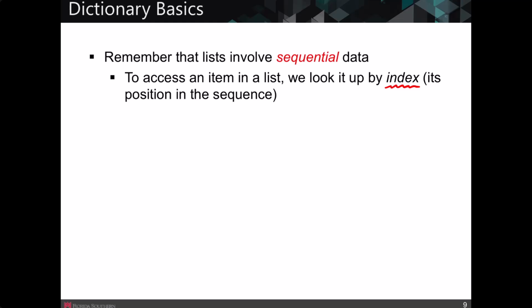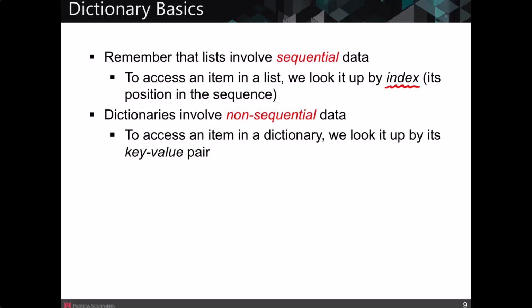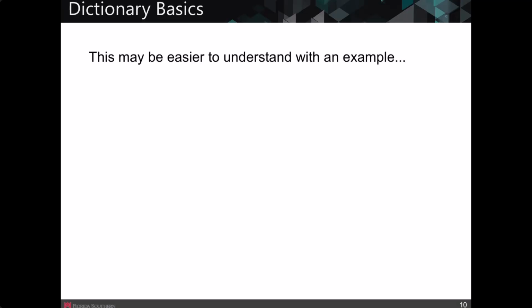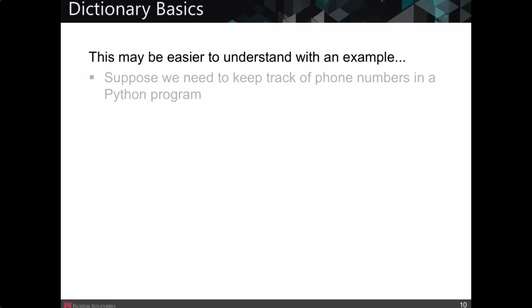So the first item in the sequence is at index 0. The last item is at index -1, if we didn't know how long the list was. A dictionary involves non-sequential data. So instead of using an index to look up a position, we're going to use something called a key-value pair. This might be easier to understand if I give you an example.